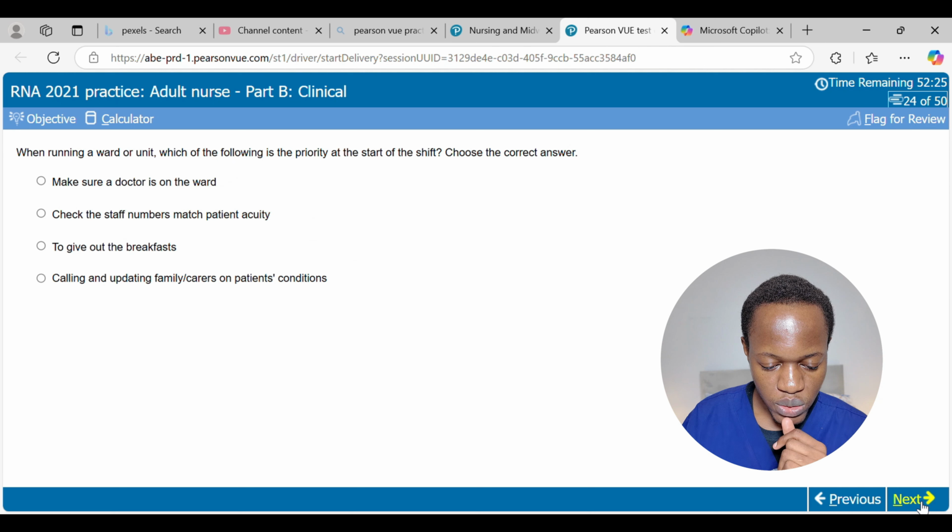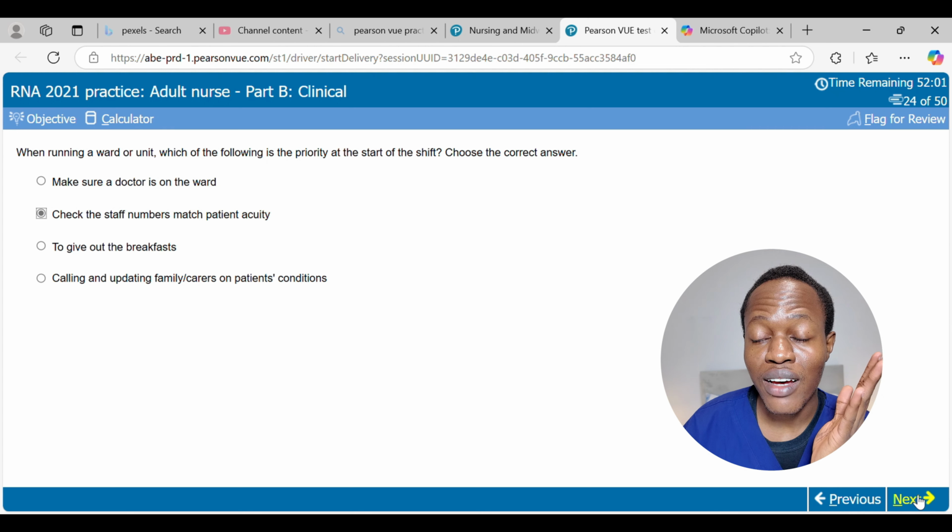When running a ward or unit, which of the following is the priority at the start of the shift? Choose the correct answer. A, make sure a doctor is on the ward. C, check the staff numbers, match patient acuity, give out breakfasts, calling and updating. No, I think it should be to check the staff numbers. I just hope I'm right.